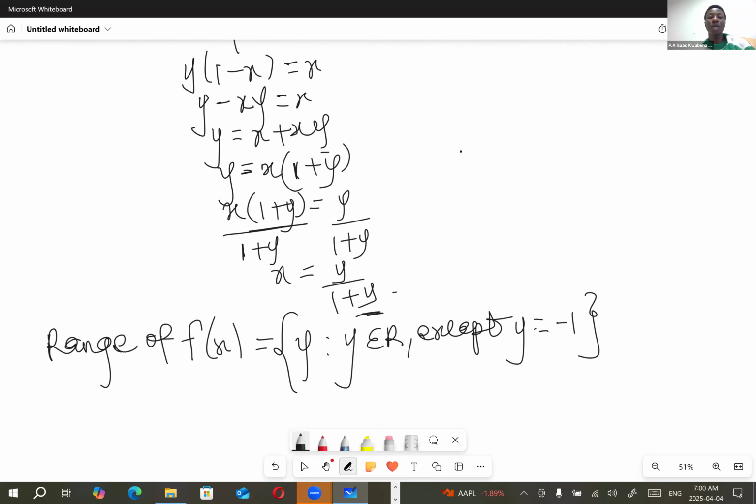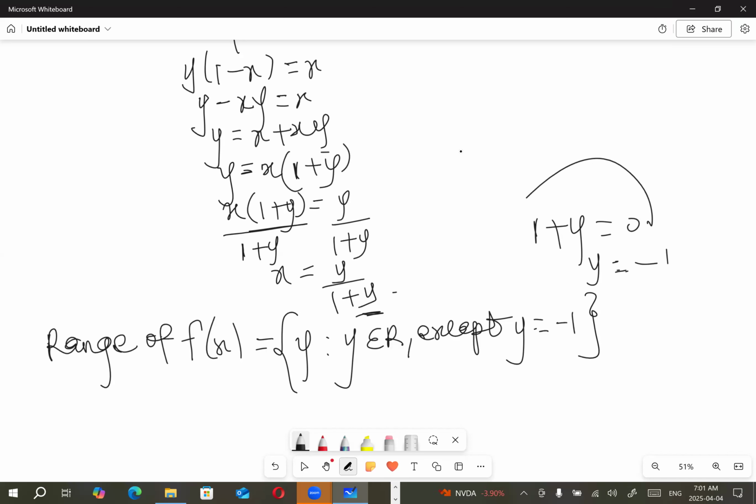We are looking at the range of the function. The function is f of x, in other words y, since we are using y to represent it. So the range must be written with respect to y. We had to do a whole lot of change of subject so that y would be within the equation, which we've done. Now the denominator is 1 plus y. If you set it to 0, we get y equal to -1. Have you seen it? All the time you have to do that.